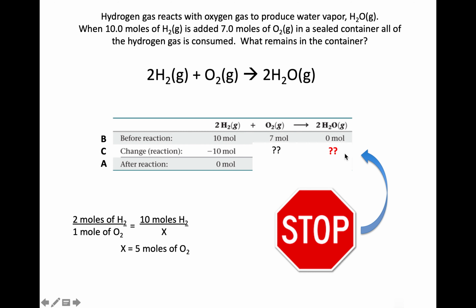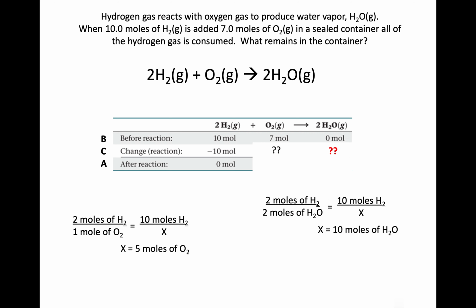Tell me about the H2O. Work out the change line for that. To solve it, you may have done this. 2 moles of H2, 2 moles of H2O. The coefficients are the same. 2 moles of H2 goes with 2 moles of H2O, so 10 would go with 10.